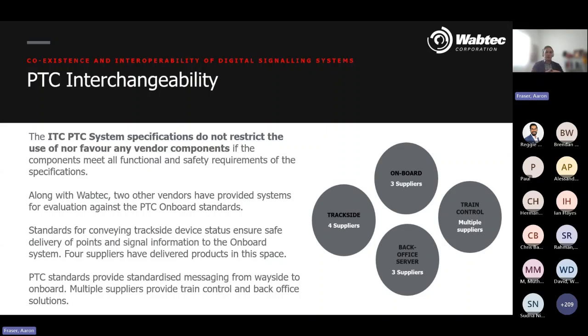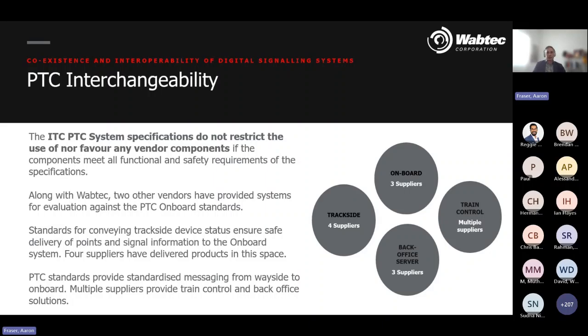Wabtec's PTC is trackside communications and back office agnostic. At the moment, from a trackside perspective, Wabtec PTC has been proven to interface with four different trackside suppliers, including Hitachi and Electrologics, just to name a couple. And this is achieved through the interoperability spec. Interoperability between the onboard and wayside equipment for any combination of PTC equipped locomotive and track segment is provided through the use of a wayside interface unit whose behavior and communications messaging protocol are standardized.